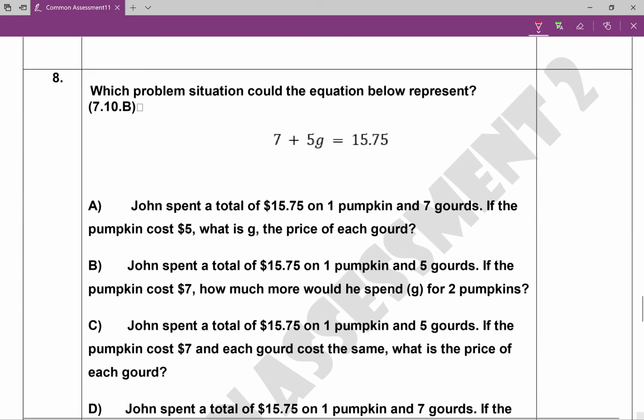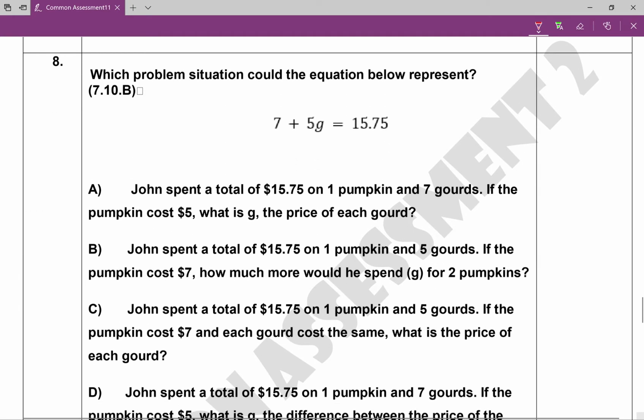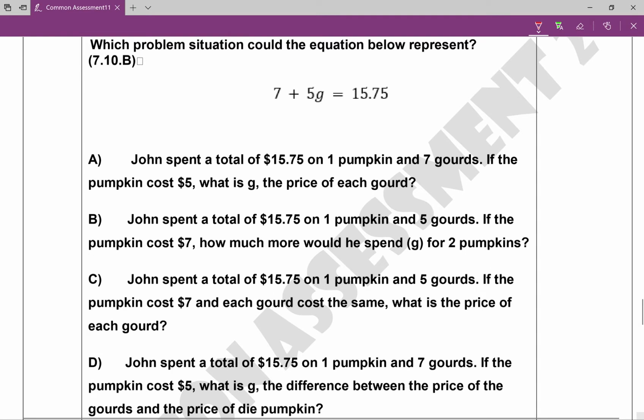Number 8, which problem situation could the equation below represent? Okay, so we have, again, that has to go with the variable, so we're looking for the word every, each, and then this is the total. So let's look at this. A total of, that one has the total. A total of, total of, total of. Everything has the total. So let's see.